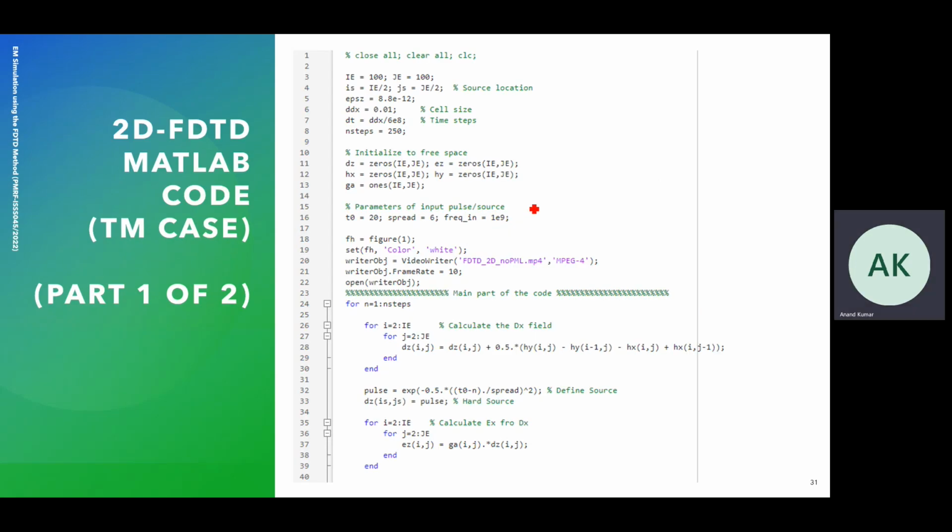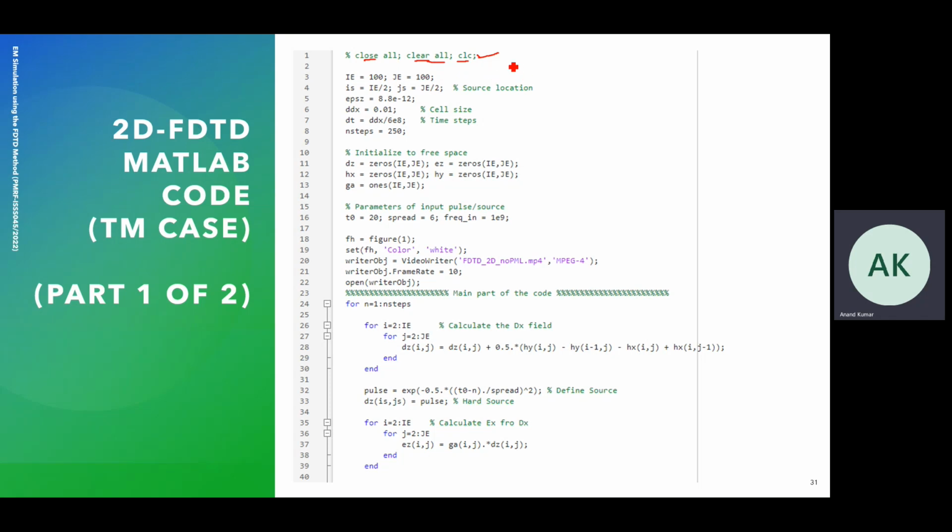So now we'll start discussing the code, how we went through writing the code for a 2D FDTD code, for the TM case. The TE case is left as an assignment. So this is the routine line for MATLAB: closing all the windows, I've commented it over here, clearing the variable space, and clearing the command window.